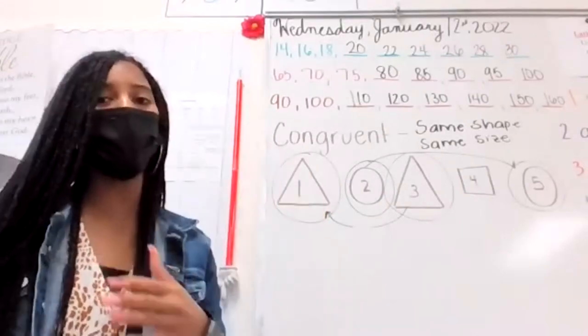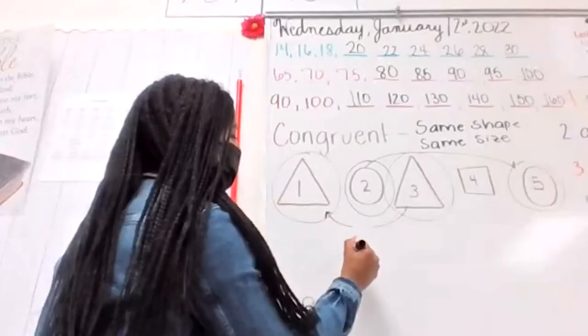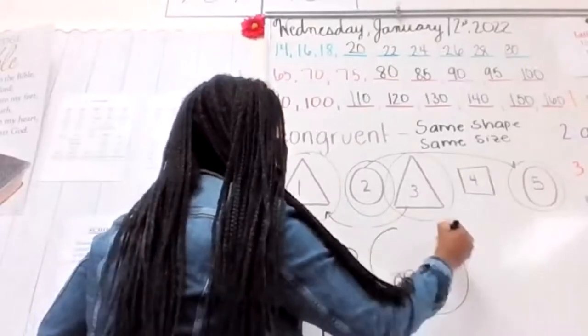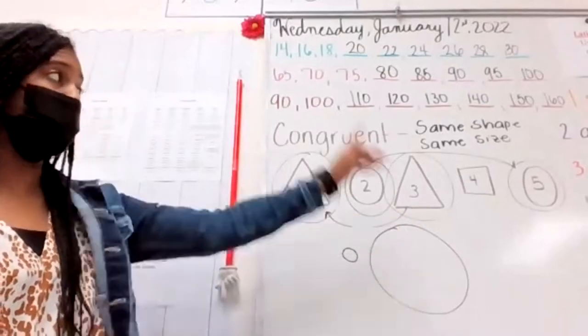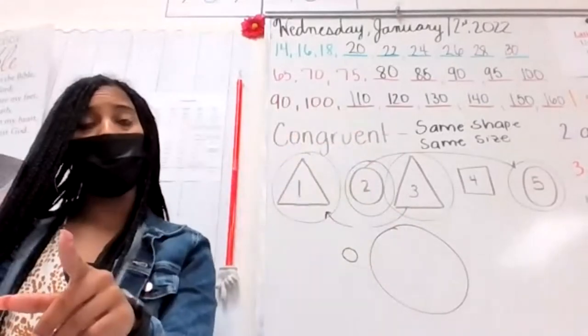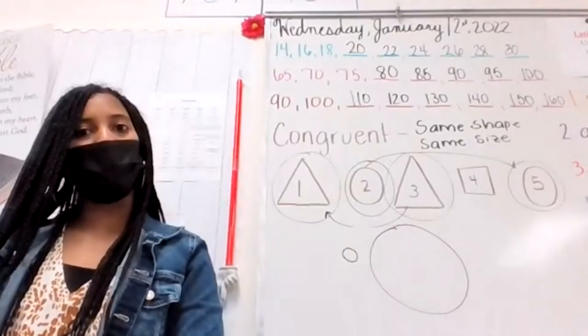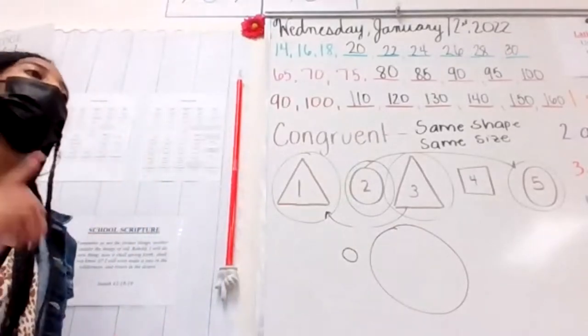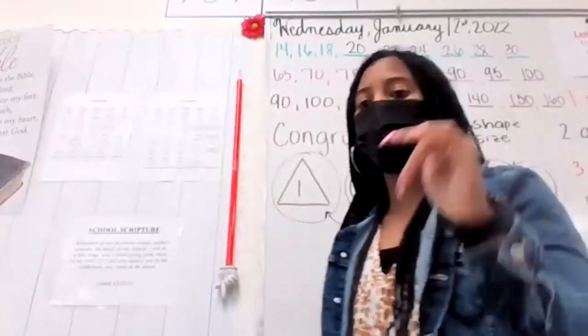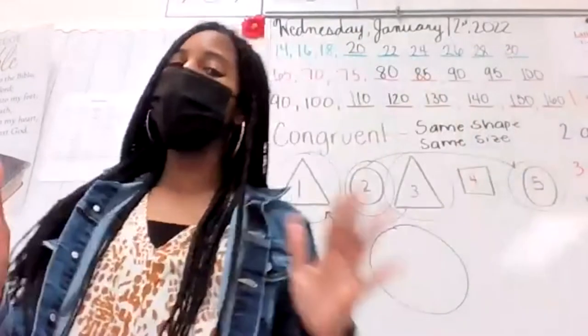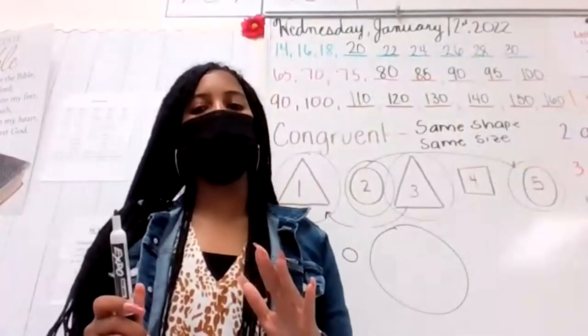But sometimes they could be the same shape. Like say if I got this circle here, then I have this circle here. Is that congruent? No. It is the same shape, yes, but it's not the same size. So in order for a shape to be congruent, it has to have both. It has to be both the same size and the same shape. If it's missing one or the other, then it cannot be congruent.